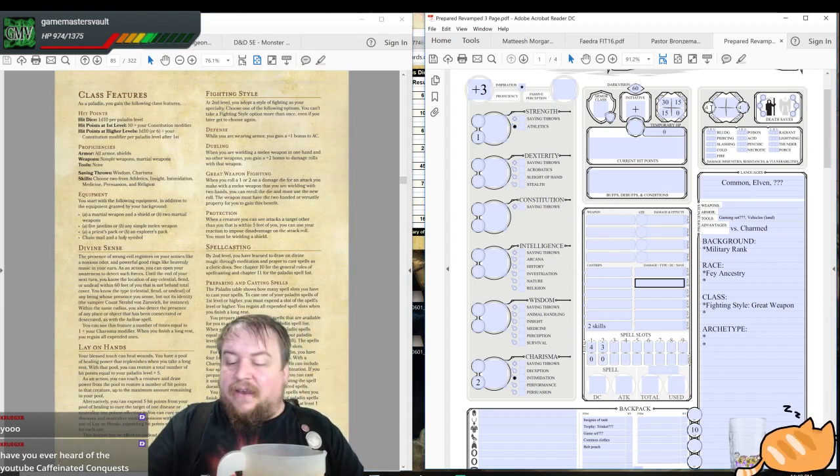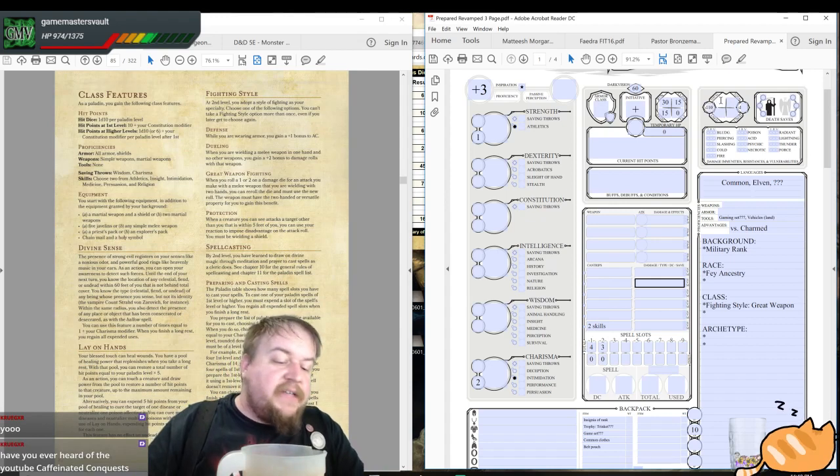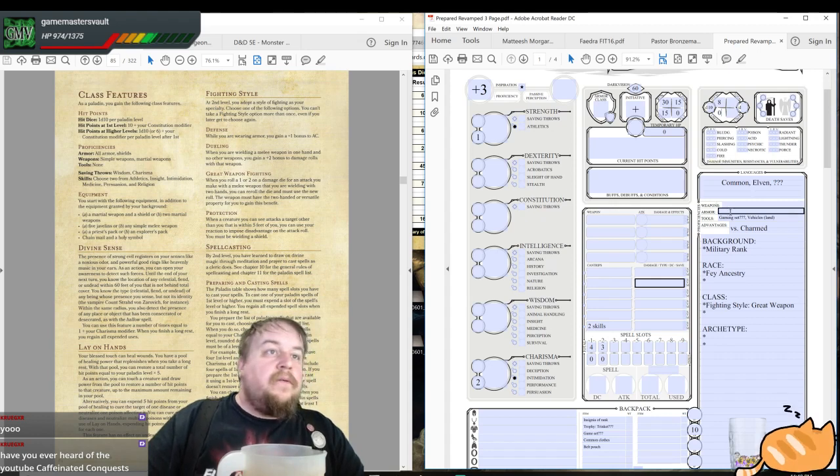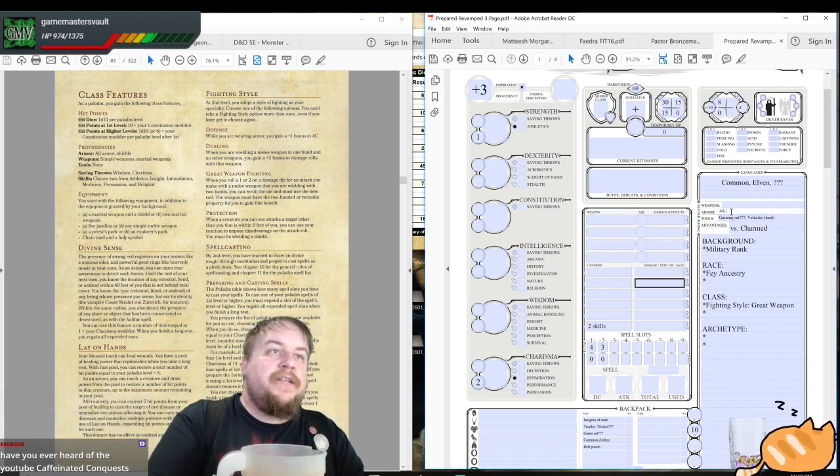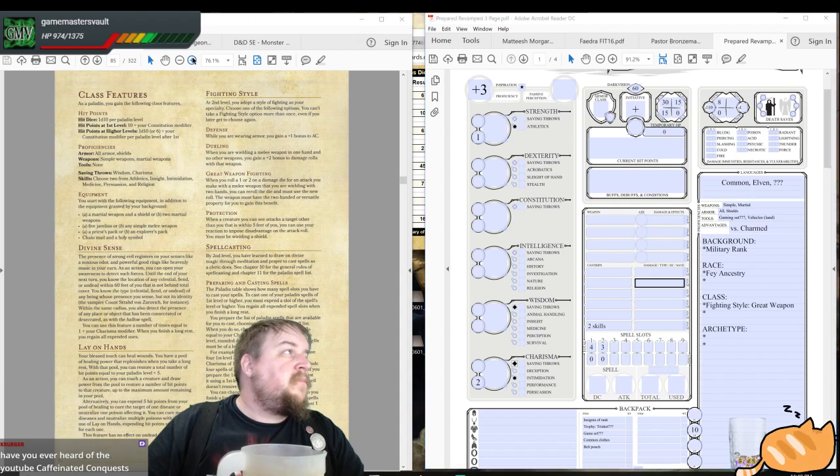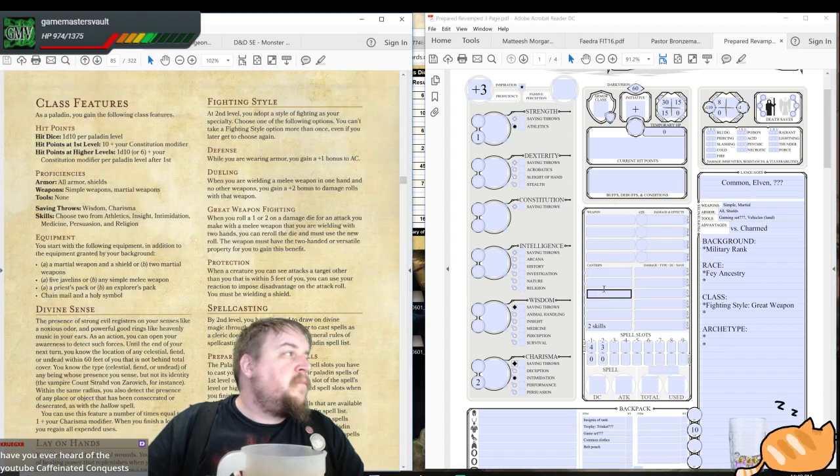We are a D10 hit die class, and we're level 8, so we get 8 of them. Nice and easy, right? Proficiencies with all armor and shields. Weapon training is going to be simple and martial. Wisdom and charisma are going to be our saving throw proficiencies. And we're going to get to choose 2 skills from athletics, insight, intimidation, medicine, persuasion, and religion.